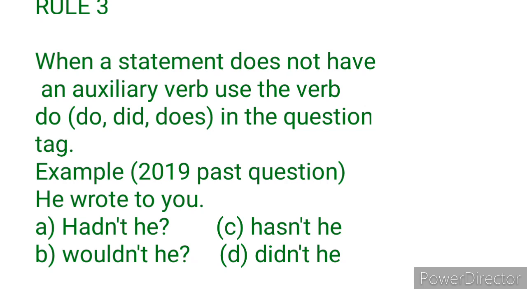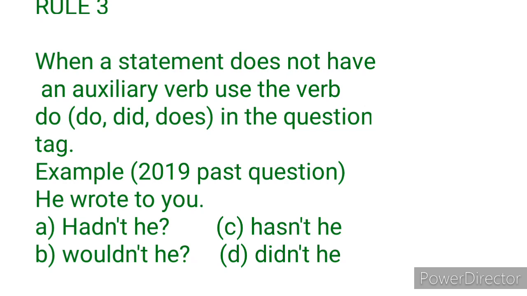The verb do is used in 3 forms in question tags. You can use it as do, you can use it as did, which is the past tense of do, and you can also use it as does, which is the third person singular form of do. So you can use do, did, or does when you do not have an auxiliary verb in the statement, when providing the correct question tag.